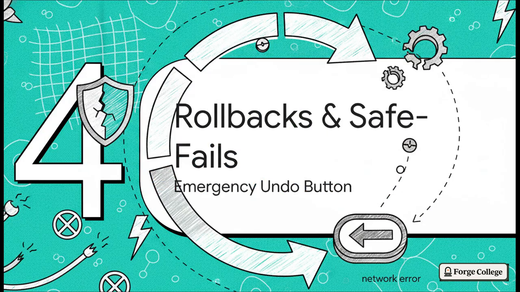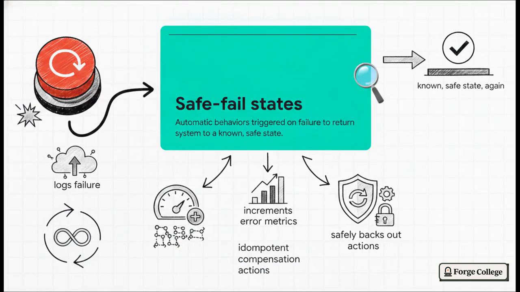Section 4. Rollbacks and safe fails. The emergency undo button. Because let's face it, even if the data is fresh, the slippage is totally fine, and the boss approved it, network environments can still break mid-flight. Safe fail states or rollbacks are automatic behaviors triggered when execution fails, which record the incident, emit metrics, and perform idempotent compensation actions to return the system to a known safe state. I know that's a mouthful, but it's basically our emergency undo button.